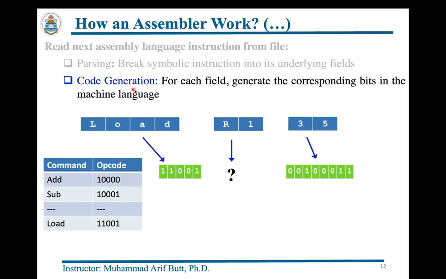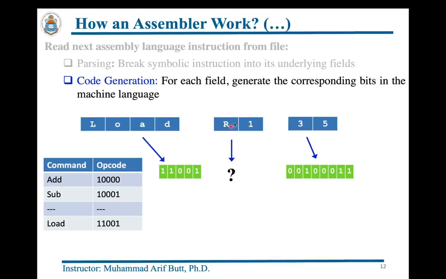The next step is the code generation. That is, for each field we generate the corresponding bits in the machine language. And suppose for load we have this table which says that the opcode for load is a 5-bit binary combination which is 11001. So we have written it over here.